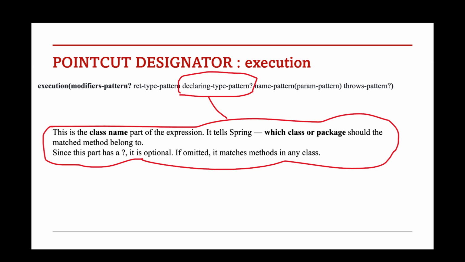Now so far, we have been very focused on the return type pattern. We tested specific types, wildcards, packages, sub-packages, all of it. But the declaring type pattern is a completely different dimension. It answers a different question. Which class or classes should the advice apply to? Not what the method returns, but where the method lives.